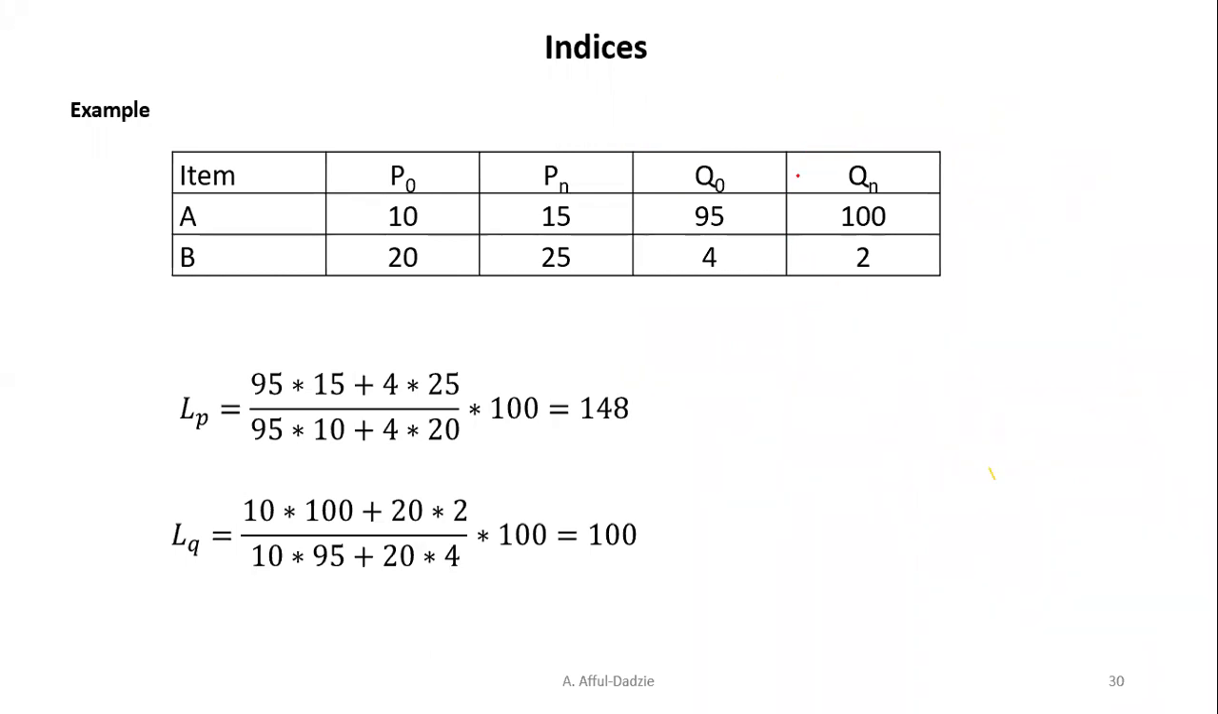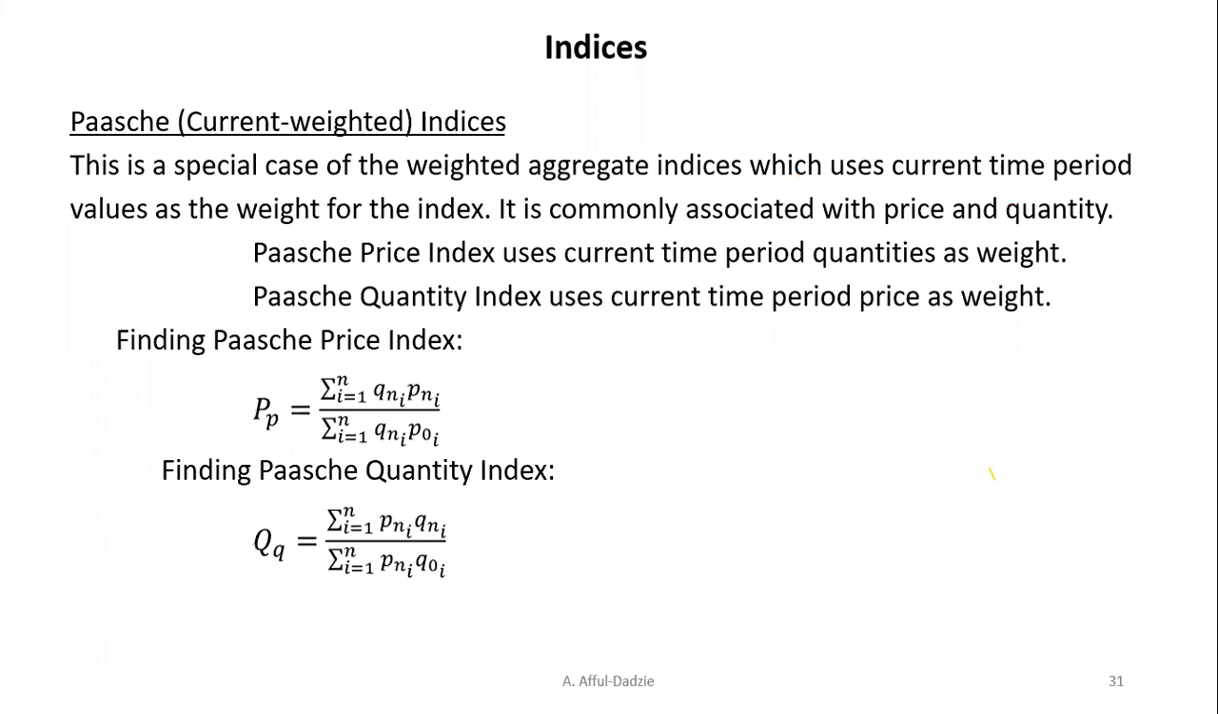All right. Now let's get to the second one. The Paasche index is the reverse of the Laspeyres index. So the Paasche index is also called the current weighted index. Use this as an indicator: Paasche is the current weighted index, Laspeyres is the base weighted index.